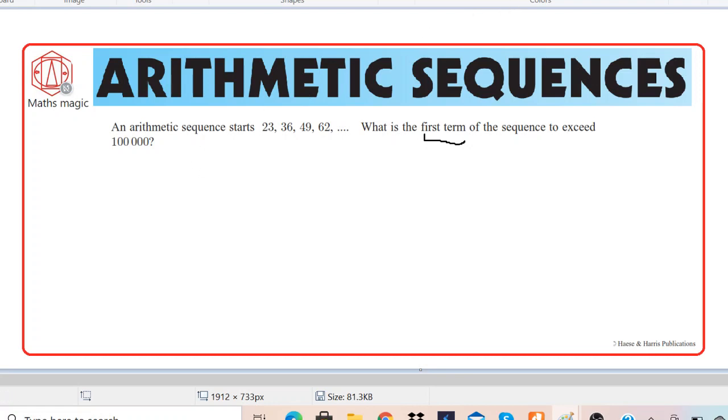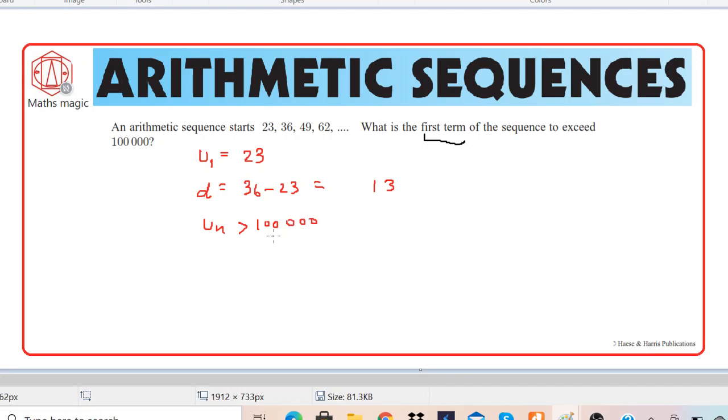We have the first term of the sequence as u1 is 23, and the common difference of the sequence is 36 minus 23, so it's 13. Now we need to figure out when un becomes greater than 100,000, right?